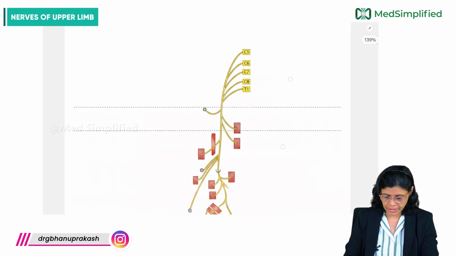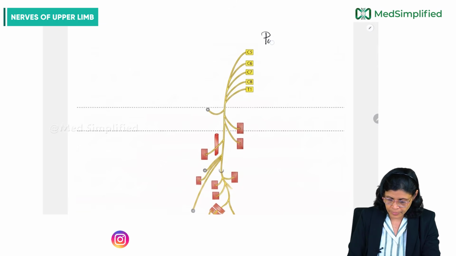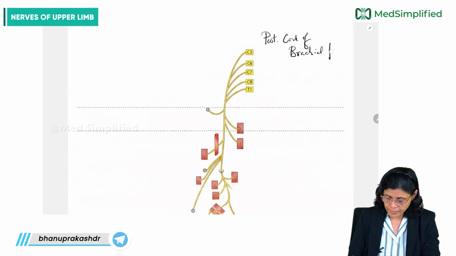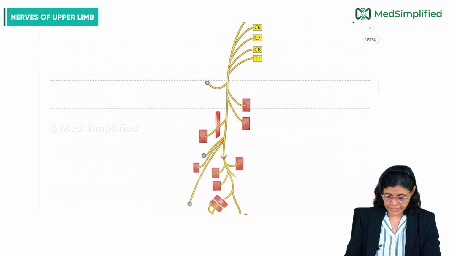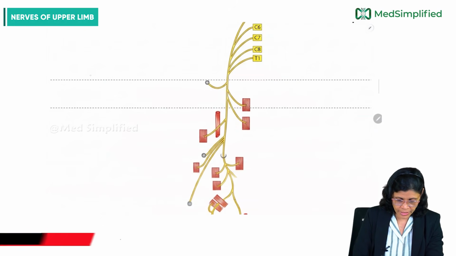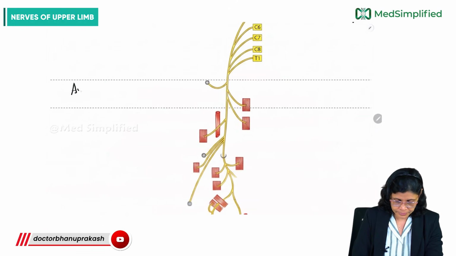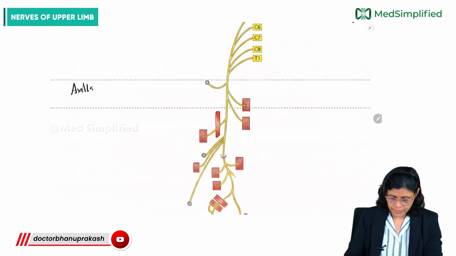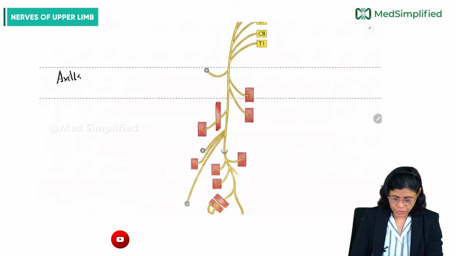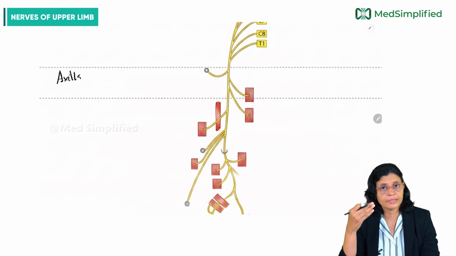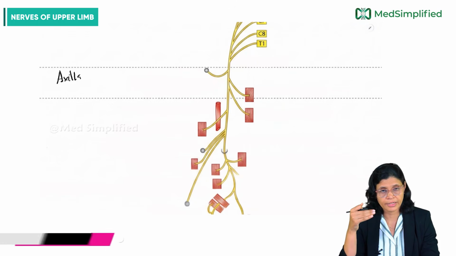So we see it beginning from the posterior cord of the brachial plexus, with the root value of C5, C6, C7, C8 and T1. So now we will see its course when it passes through the axilla. In the axilla, it will give one cutaneous branch. In the axilla, it will lie behind the third part of the axillary artery.